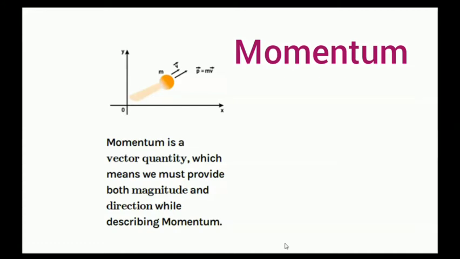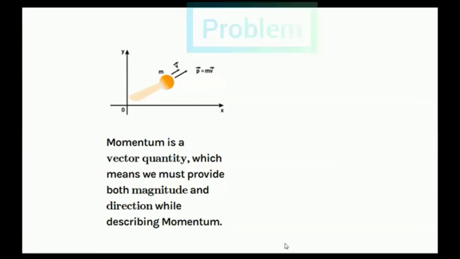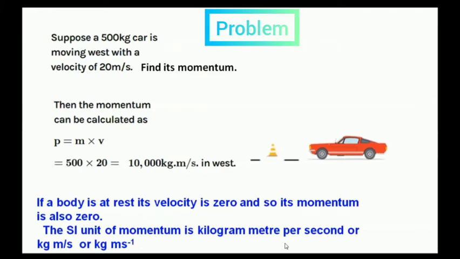Since momentum is a product of mass and velocity, and velocity itself means the speed of an object in a particular direction, velocity is a vector quantity, and hence momentum is also a vector quantity. Suppose a car is moving in west direction with a velocity of 20 meter per second. Let's find out its momentum.